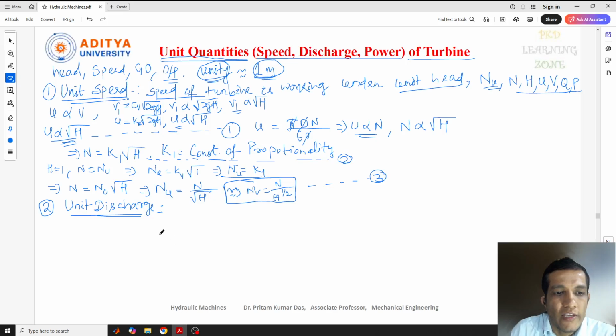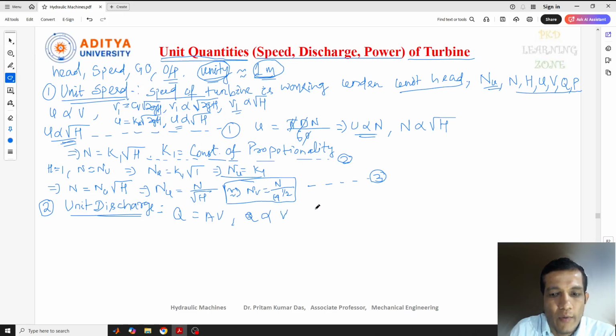So similarly for this one, we know the formula of Q. Q equal to AV, we know that. So in place of AV, I can write Q is directly proportional to, because if you see here, in AV the area is constant because the diameter is constant. So area can be taken as constant. Now area is constant means we can write Q is directly proportional to V.